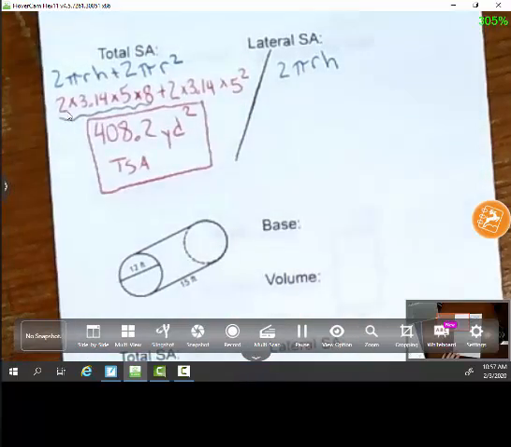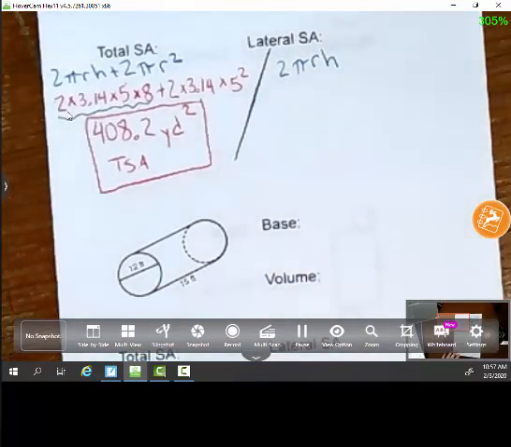Wait, why can't we use pi? Because it'll give you a different answer, a slightly different decimal. So your answers will be slightly wrong.